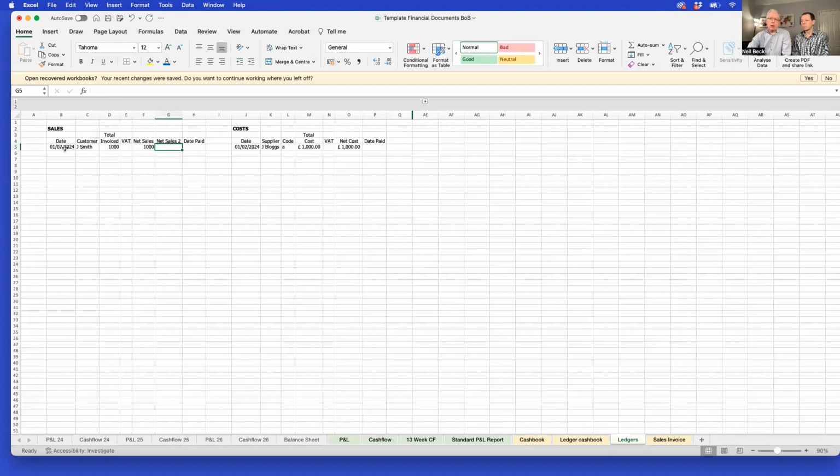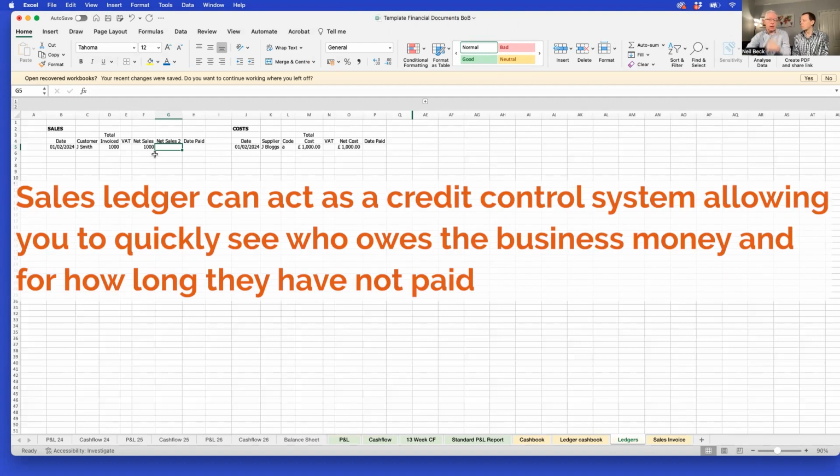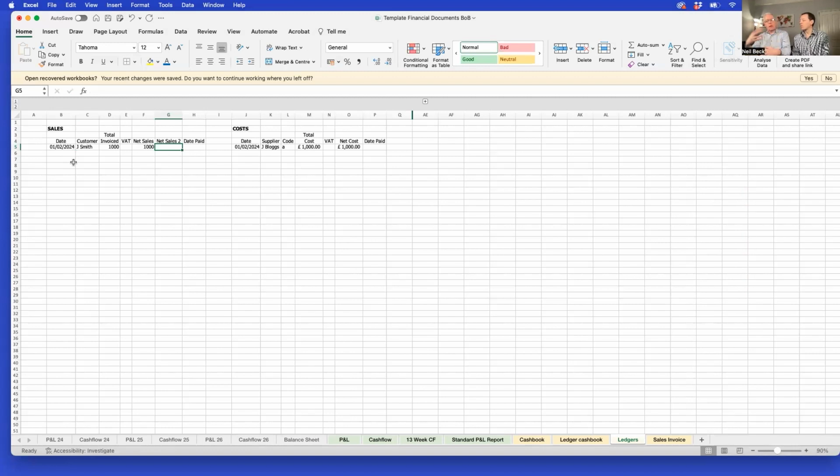You haven't got a date paid, so if you had lots of these and you could filter, taking out the date paid, you'd have a record of everyone who owed you money. And if it was sorted by the date in column B, you'd have a record of who owed you money the oldest, and you'd be able to use that to keep track of your money coming in and out. Yeah, credit control and everything else. So very simple, but if you are doing a few invoices to a few customers, something as simple as this would work and gives you all the information that you need.